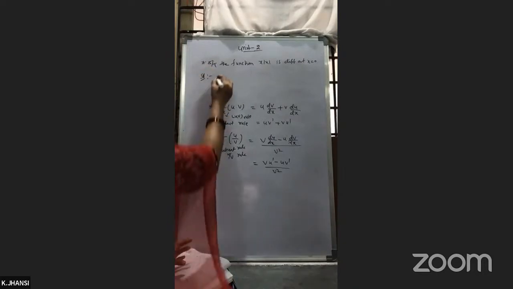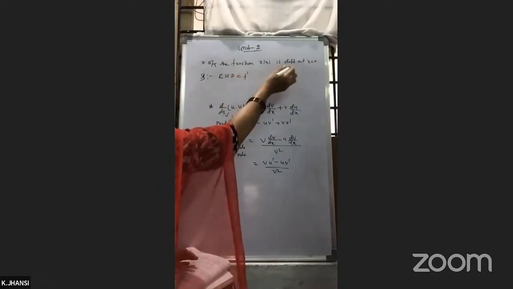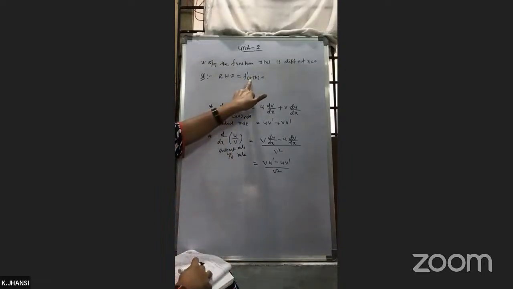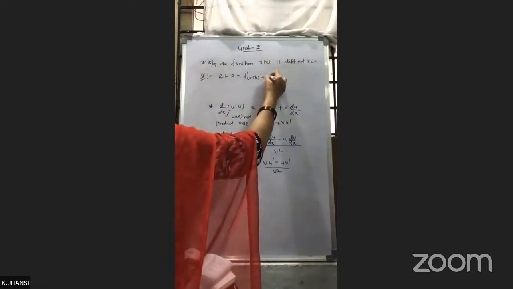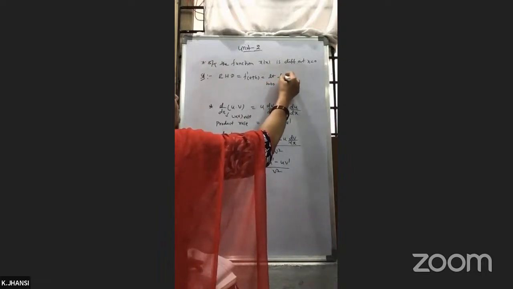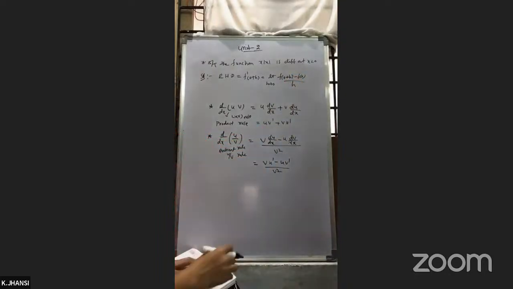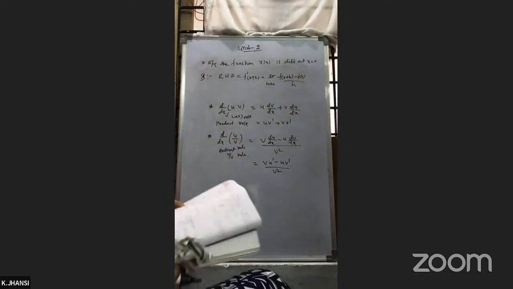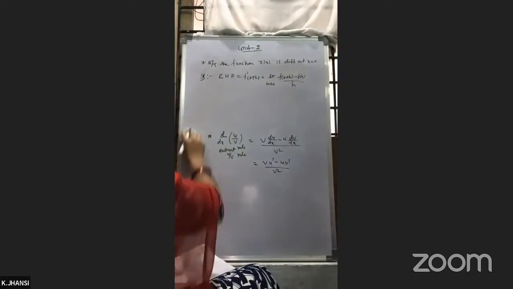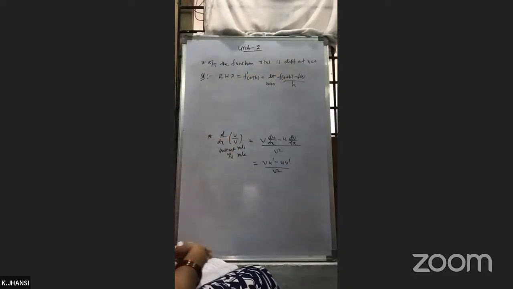So first we'll find the RHD. RHD equals to f dash of 0 plus h, so our c value is 0. So it is equals to limit h tends to 0 of f of 0 plus h minus f of 0 by h. So what is our f of x? Our f of x is x into mod x. So in place of x, you have to write 0 plus h.